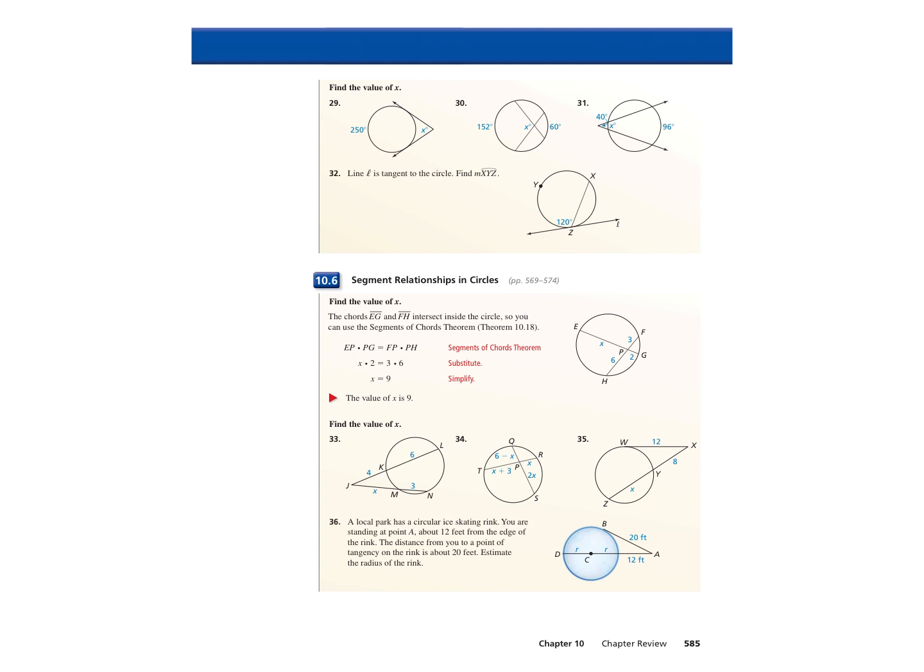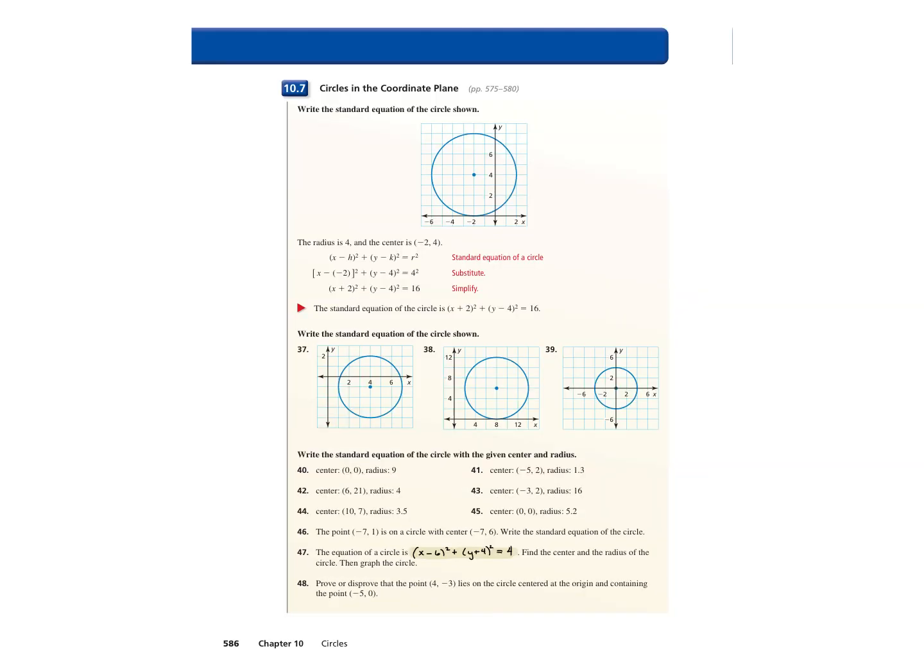Also be aware that all of that time that we spent reviewing, foiling, and factoring, be ready to foil and factor on this test tomorrow. And then here is 10-7. Again, we just did the warm-up for that. But again, be able to write the equation, be able to pull out a center and a radius from an equation, and also be able to graph it.